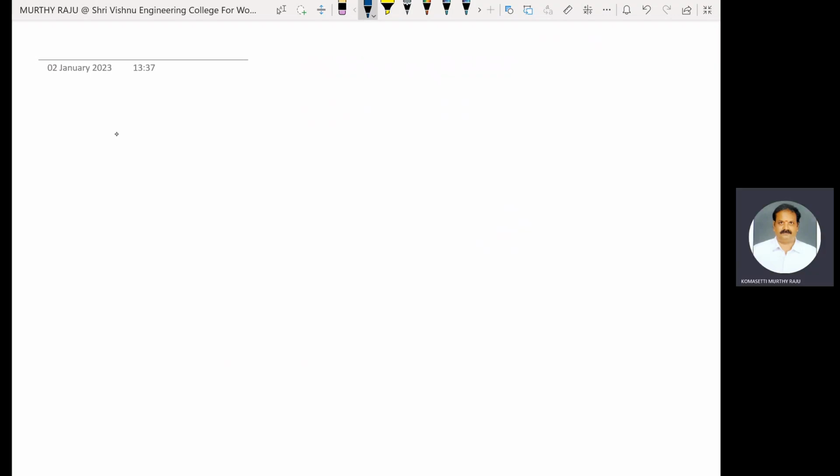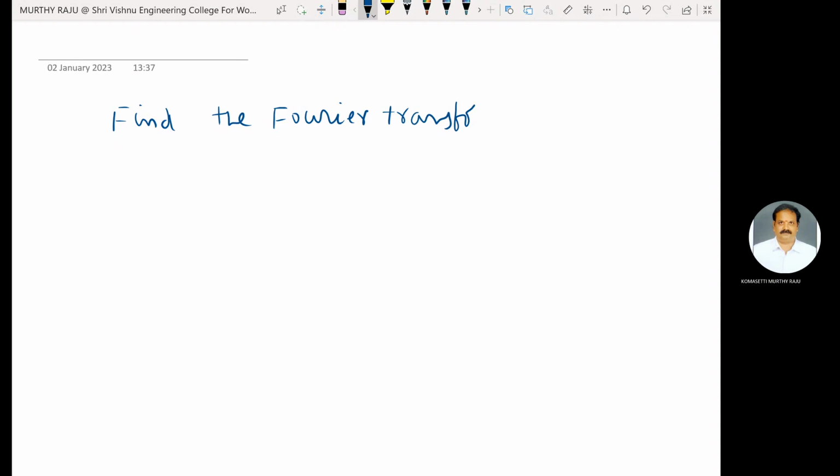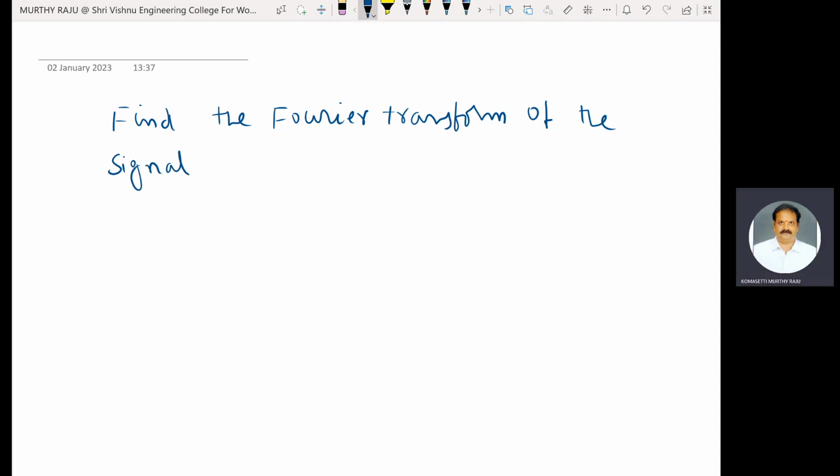In this video, I will explain how to find the Fourier transform of the signal x of t shown in the figure below.